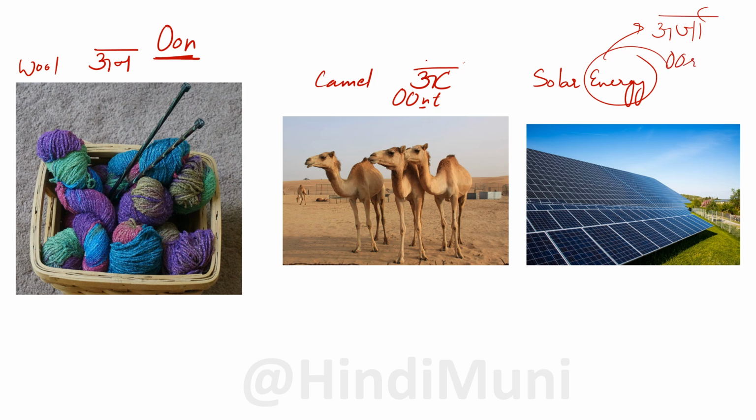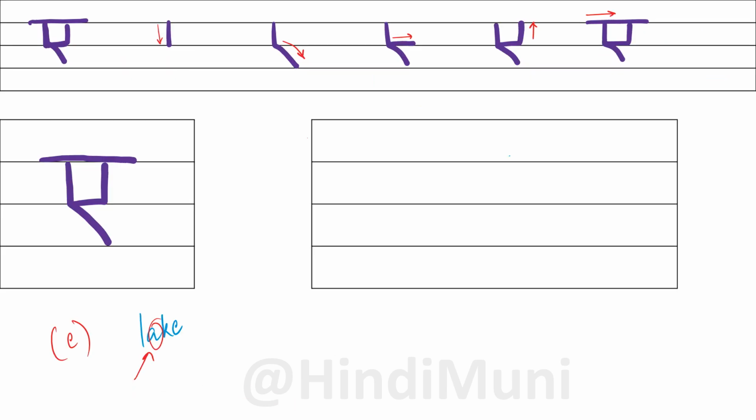U R J A. Urja. So the first one is un, then you have oot, oot, then you have urja. Urja, urja, urja. Okay, now coming to the third vowel of this lesson, we have A.